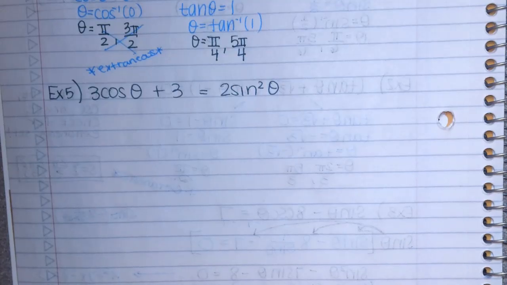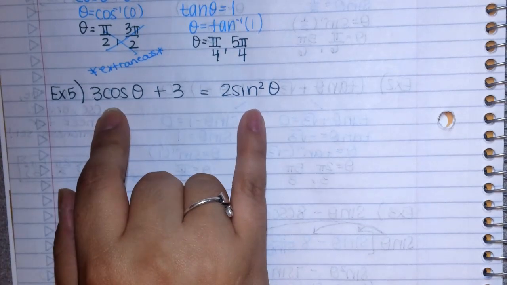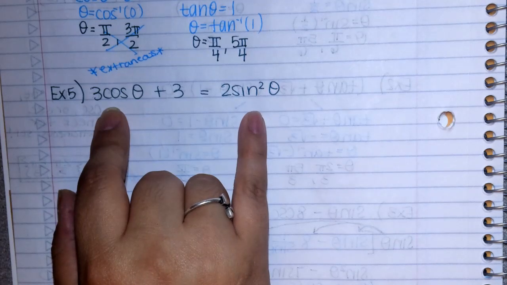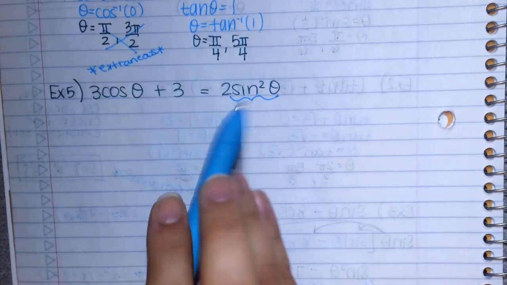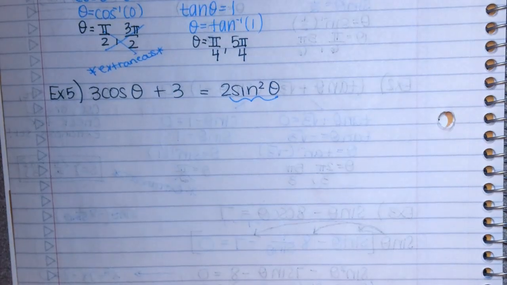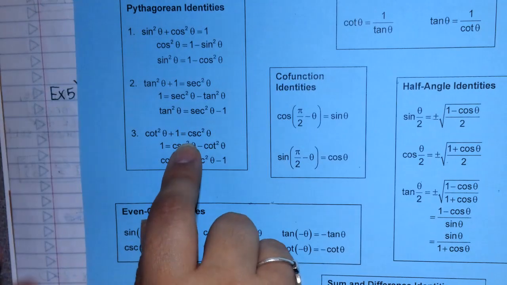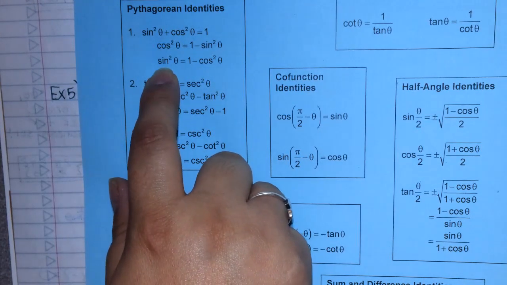So can I sit here and move this all, make it equal 0, and do my x squared? Why not? I have 2 different functions. I have sine and cosine. So Cassie said, do I need to use an identity? Yeah, you do. What identity could I use to replace sine squared theta? What does sine squared theta equal? Your Pythagorean identities.